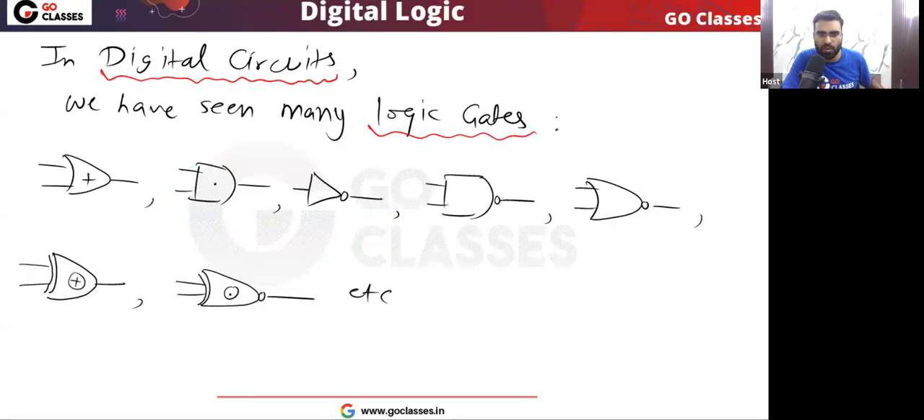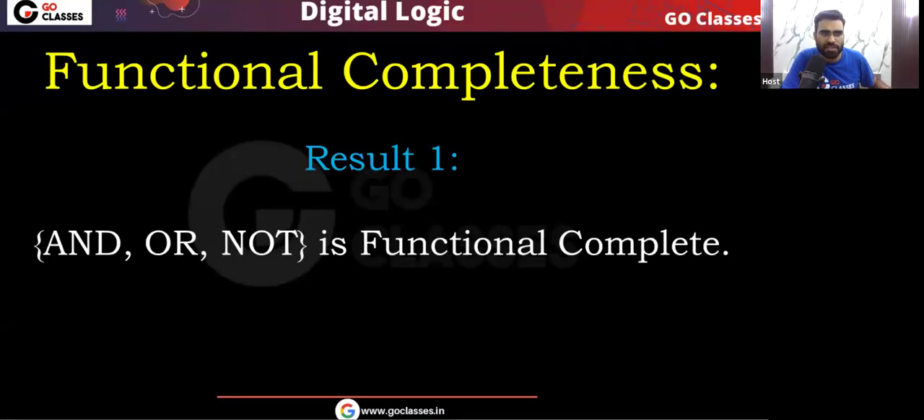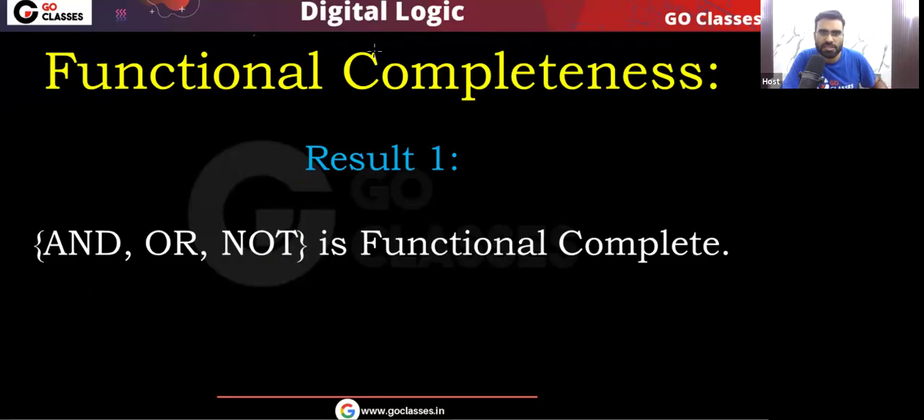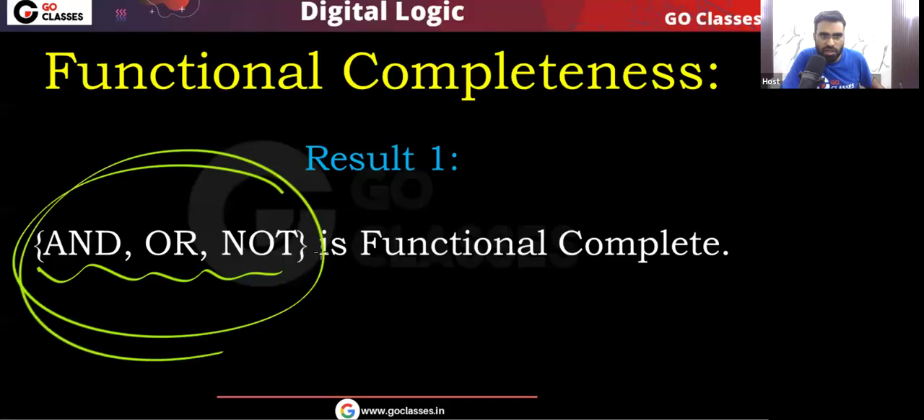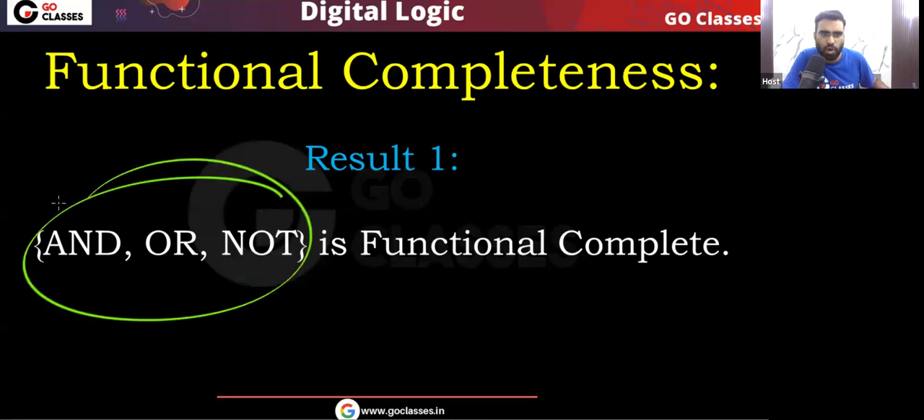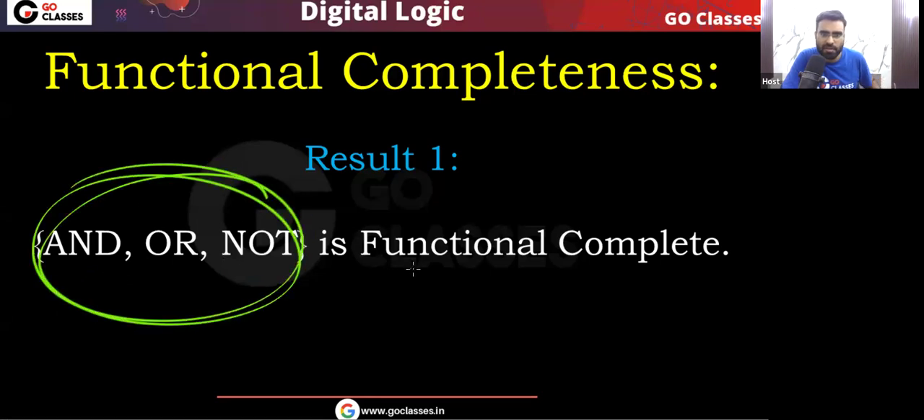Okay. Now let's move on. Now let's see our first result, that is AND, OR, NOT. In this set we have three Boolean operations, so this set is functionally complete. This is our first result: if you have these three Boolean operations, then using them you can implement every Boolean function. Any Boolean function can be written only using these operations. To express any Boolean function, you only need these three operations. So this set is functionally complete.